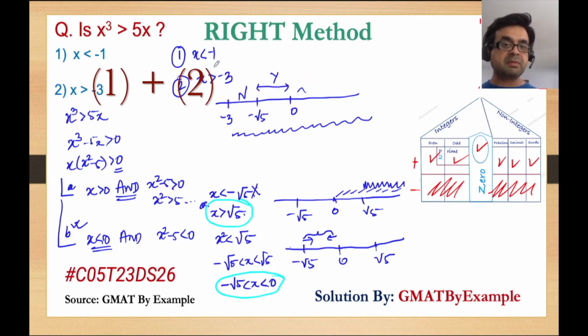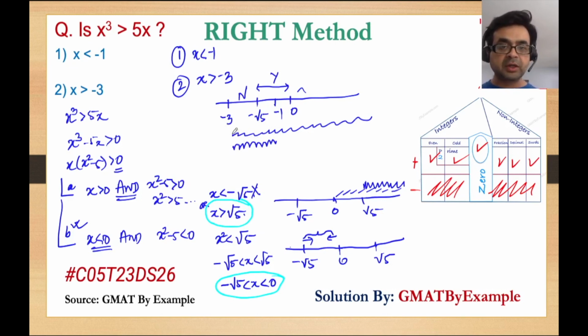So x is less than minus 1. Let me just draw minus 1 here so that we are clear. I am given two things about x: x is less than minus 1 and x is greater than minus 3. So I am talking about this range right here. Even within this range, as you can clearly see, sometimes, right here, I get a yes to the asked question because it is between 0 and minus root 5. And sometimes I get a no to the asked question because it is outside of that range. And as a result, this is not sufficient also. Hence, the answer to this question is E.